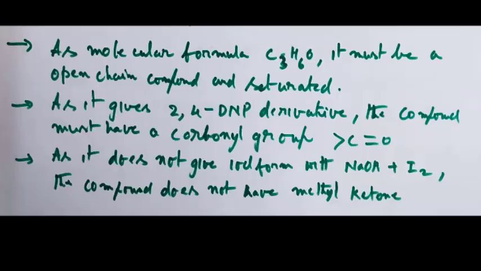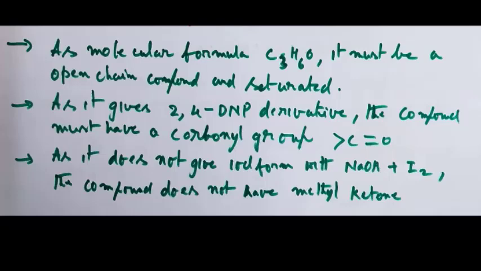As the molecular formula is C3H6O, that is, the number of hydrogen atoms is double the number of carbon atoms, it must be aliphatic, that is an open chain compound, and it is saturated. As the substance gives 2,4-DNP, the compound must have a carbonyl group, that is C double bond O.